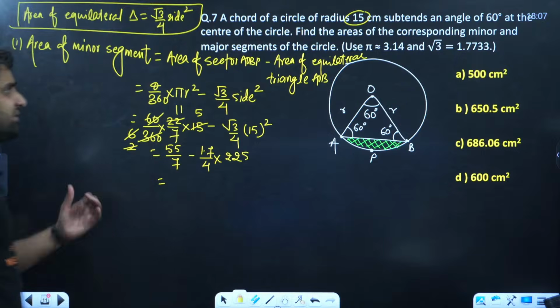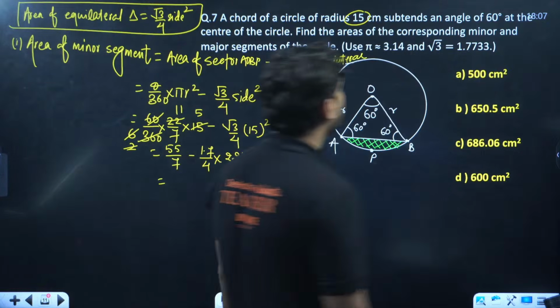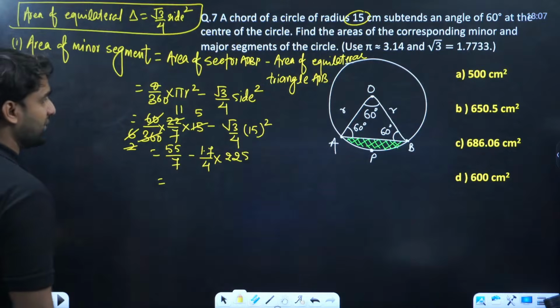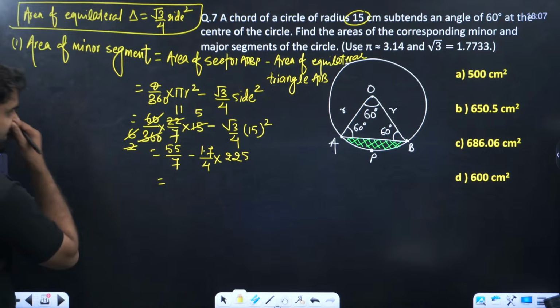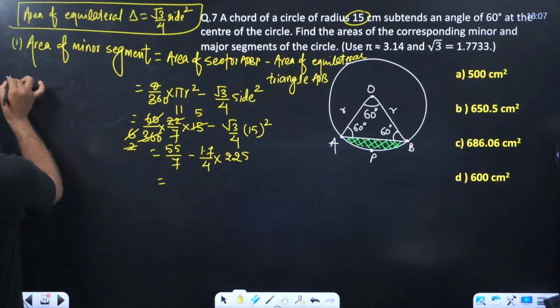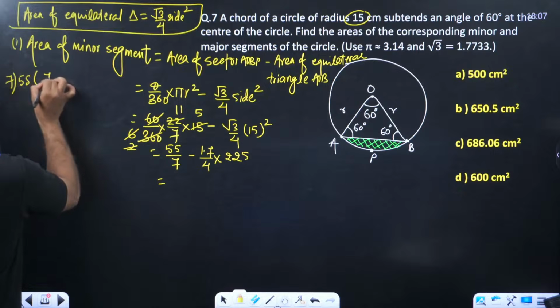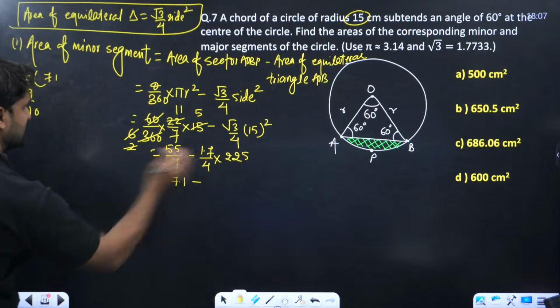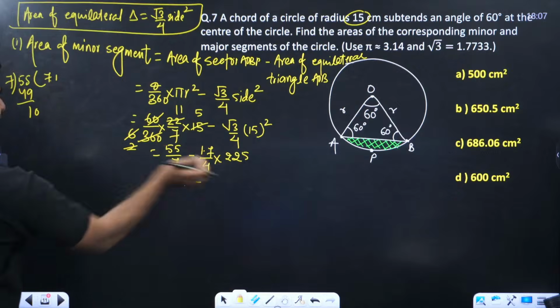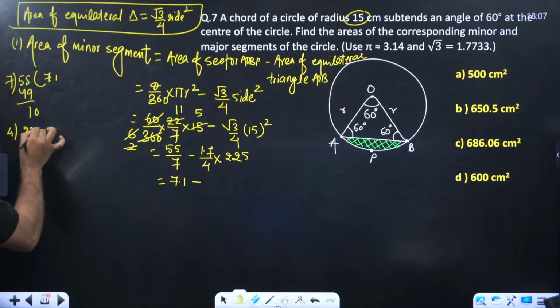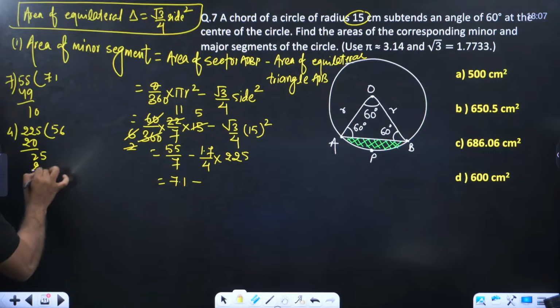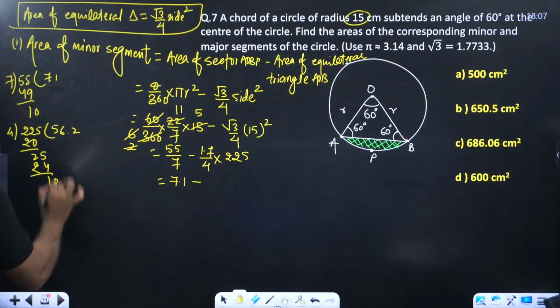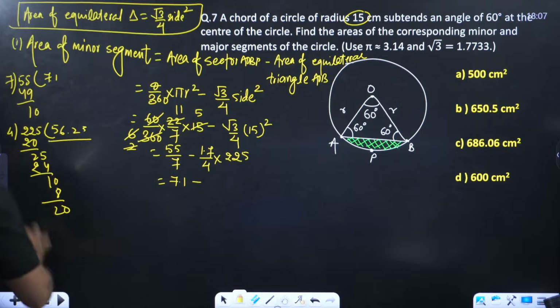Now solve this. Find the areas of the corresponding minor and major segment of the circle. So 55 divided by 7, what will be the result? 7 times 7 is 49, so I can write 7.1 minus this. Let's divide 225 by 4. 225 divided by 4 is 56.25.